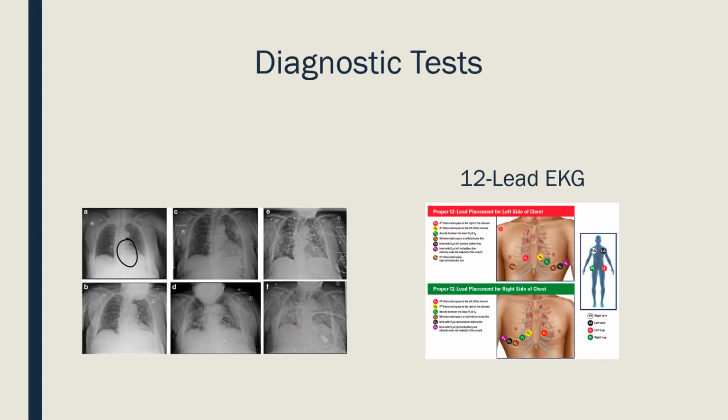Now, another diagnostic test would be the 12-lead EKG. And again, if your patient has a potassium imbalance or magnesium imbalance, then you might see some arrhythmias, a problem in the heart rhythm. So that's why we need to perform a 12-lead EKG.